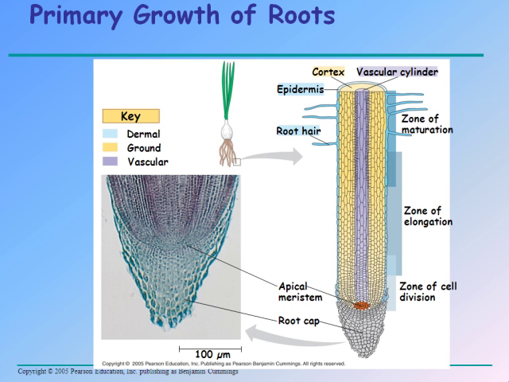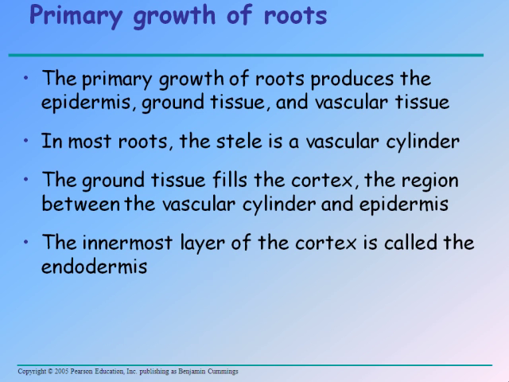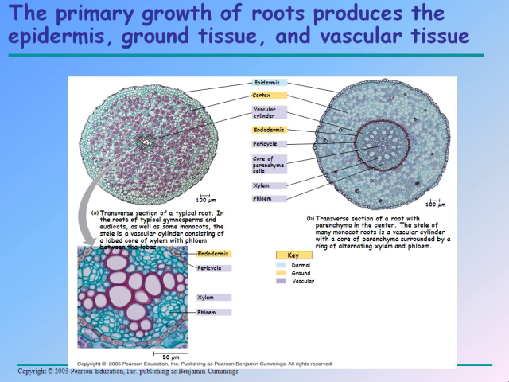So here's the vascular cylinder, here's the cortex, and the outer protective coating of the epidermis. So the primary growth of roots produces the epidermis, the ground tissue, and vascular tissue, just like I pointed out in the previous slide. In most roots, the stele is that center vascular cylinder. The ground tissue fills the cortex, which is between the vascular cylinder and the outer coating, or epidermis. The innermost layer of the cortex is called the endodermis. And you'll be looking at some of these slides in the lab.